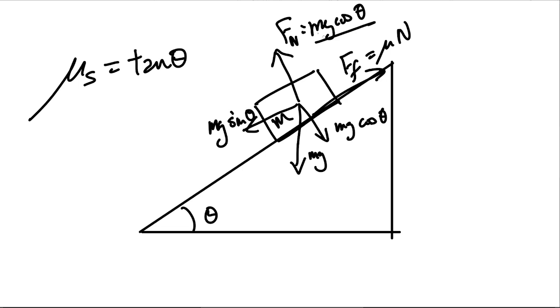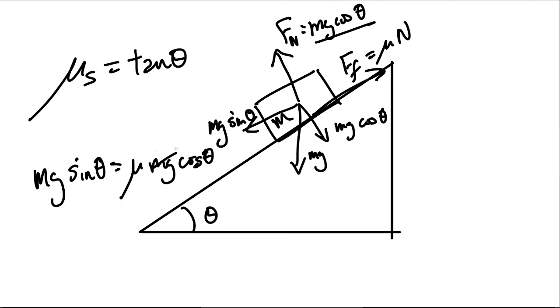Our normal force is going to be equal to mg cosine theta. And our friction force is going to have to directly counteract this force moving down, right? So we can say mg sine theta is equal to mu mg cosine theta. So we can cross these out. Sine divided by cosine is tangent theta. So that's why we get mu s is equal to tangent theta. Right? Okay, so that's a box on an inclined plane.